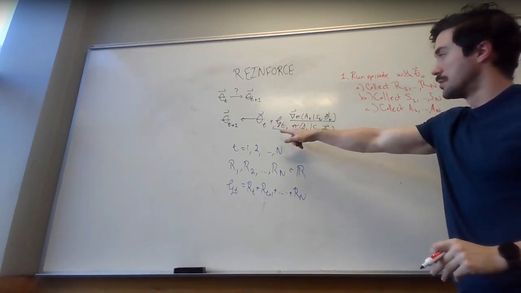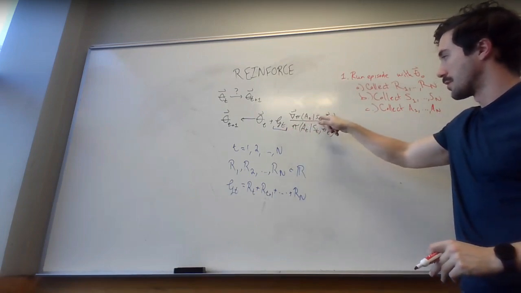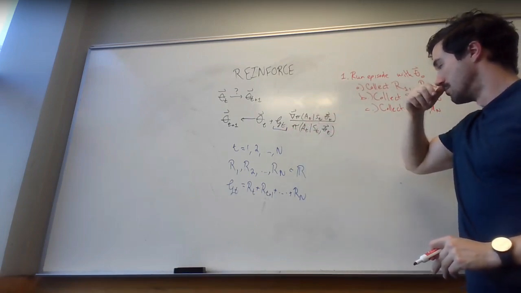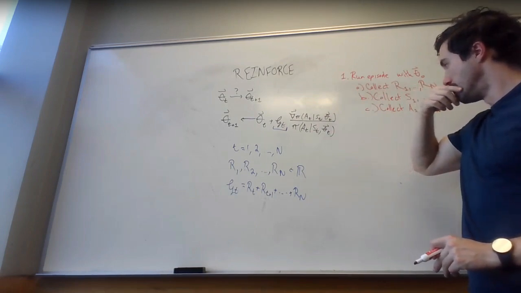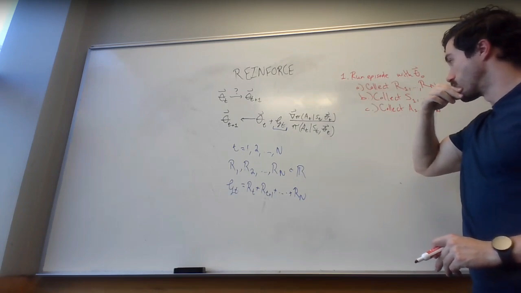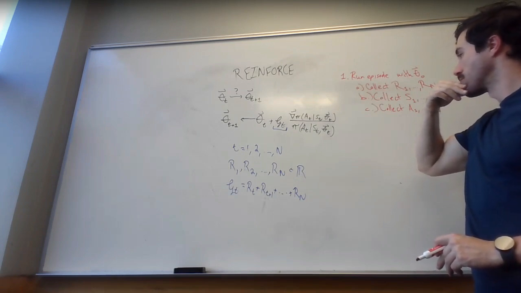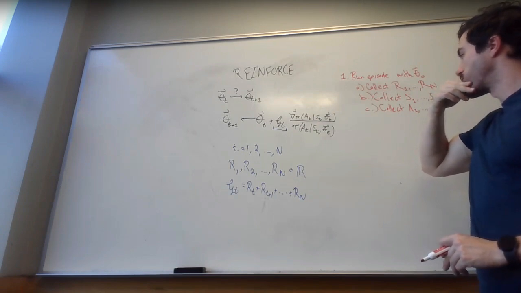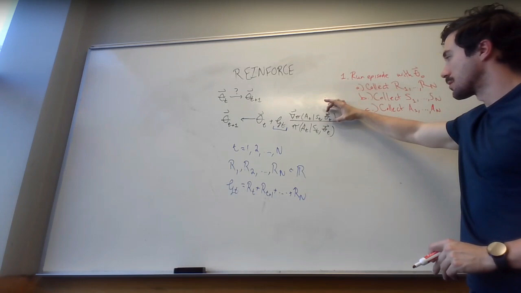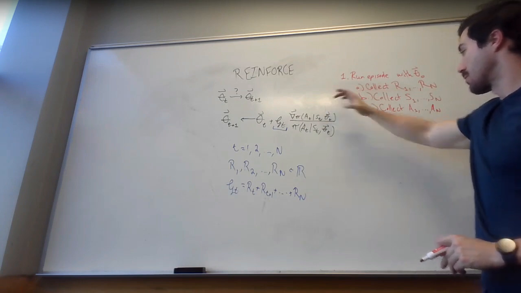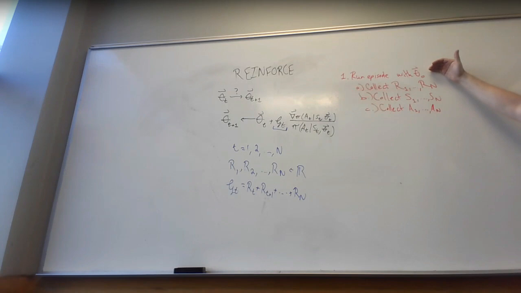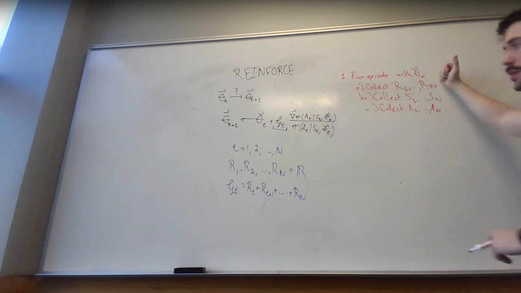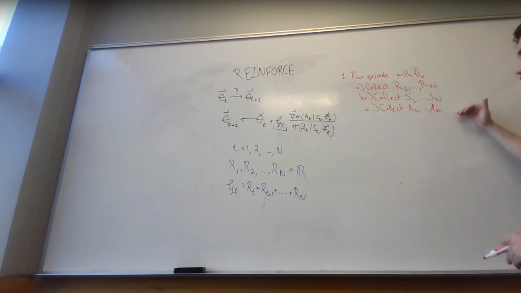And what else do you have here? That's accounted for, that's accounted for, that's accounted for. Because what I do is I run the whole episode with just theta 0 for my policy. Okay. It's a little bit funny, but it works. So these are the 3 things you collect, SAR.